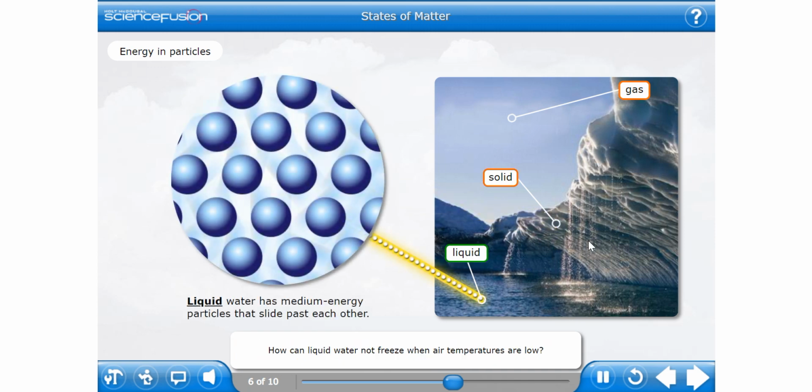How can liquid water not freeze when air temperatures are low? There are several ways. Energy from the sun can keep particles moving. The movement of flowing water can also keep particles from arranging into a fixed pattern. Liquid water deep in a lake can retain enough energy to flow when ice covers the top of the lake and insulates it.